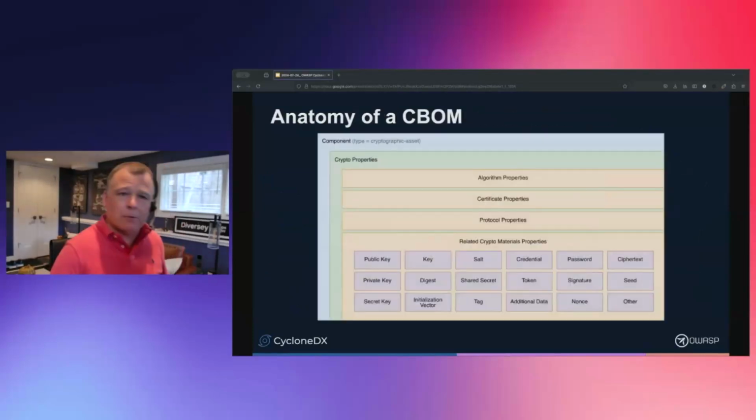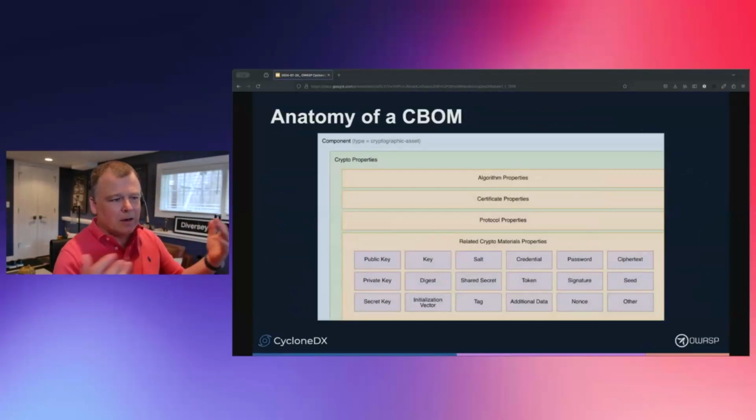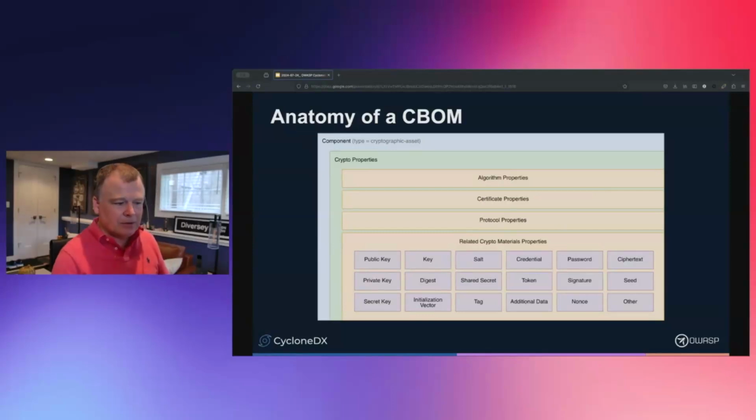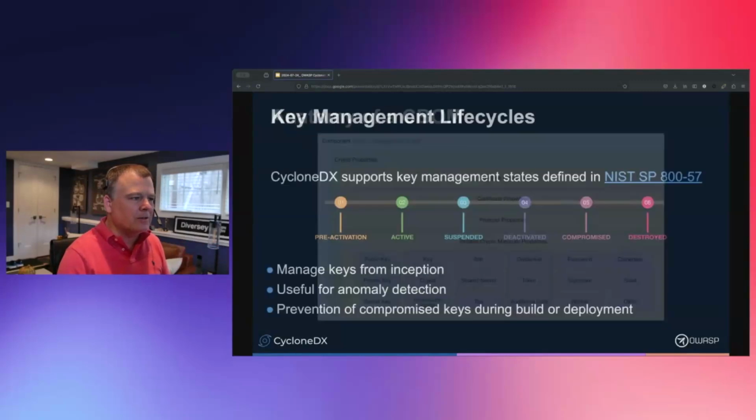The types of things that can be represented in a CBOM, kind of like what we talked about with AI previously. We can describe the algorithms. You can describe the certificate properties, information about the protocols, and then there's this big hump of things that we just kind of call related crypto materials. Turns out that a lot of different cryptographic assets have very similar properties, and a lot of those similarities can be described in this one bucket. So everything from public keys to nonces to seeds and tags and everything else can be represented in CycloneDX.